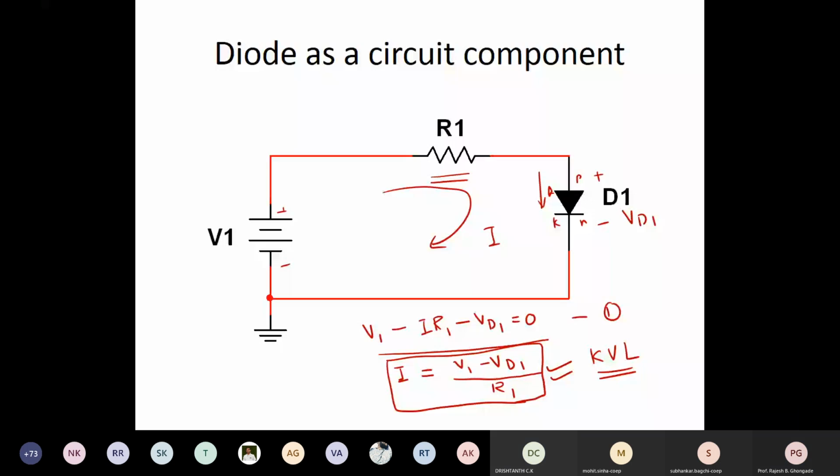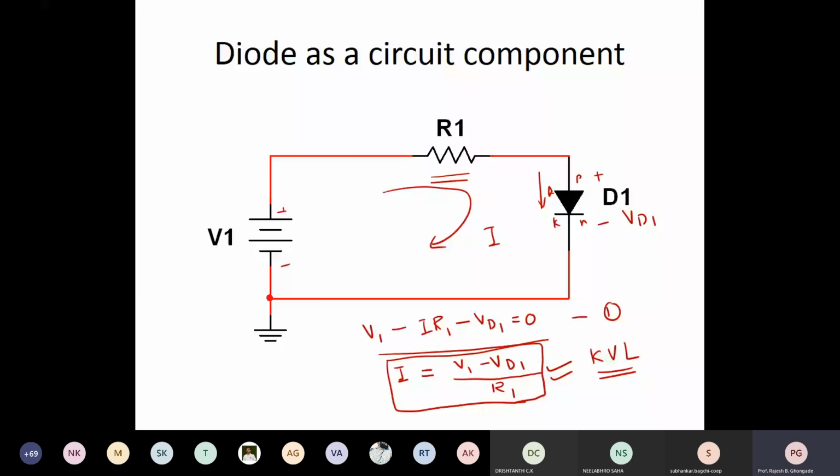So this will be V1 by R1, isn't it? The slope is minus 1 by R1. Very important thing. Please be careful about this. Okay, everyone? Any doubts, any questions? So V1 by R1 is the Y intercept. It is very easy.